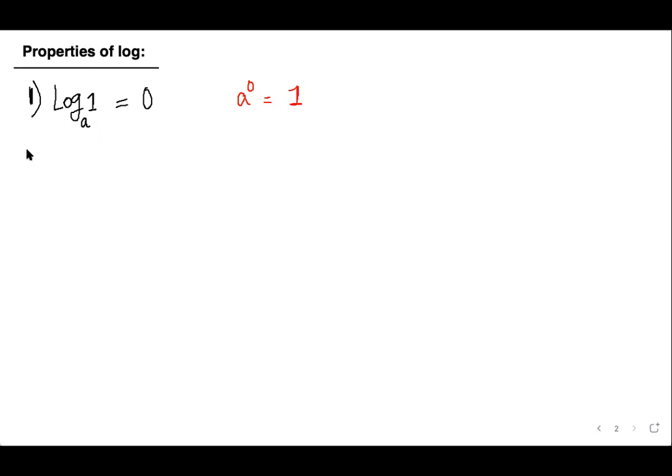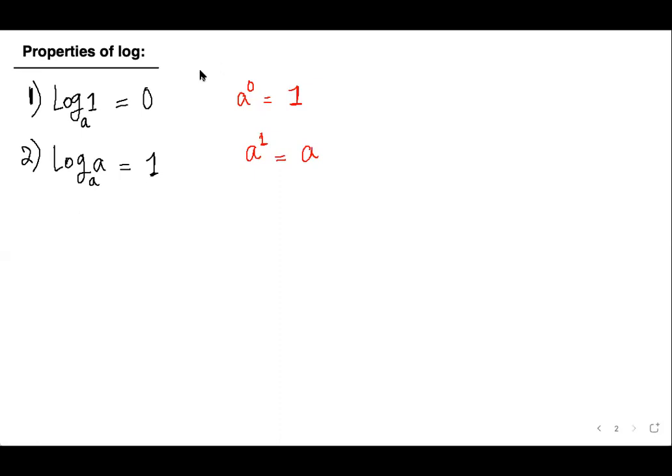Okay, property number 2. The logarithm of a to the base a always gives me 1. Logarithm 5 to the base 5, logarithm 6 to the base 6, logarithm 7 to the base 7. Logarithm of any number to the same number always gives me 1. Why? Because a to the power 1 always gives me a. And this is correct.